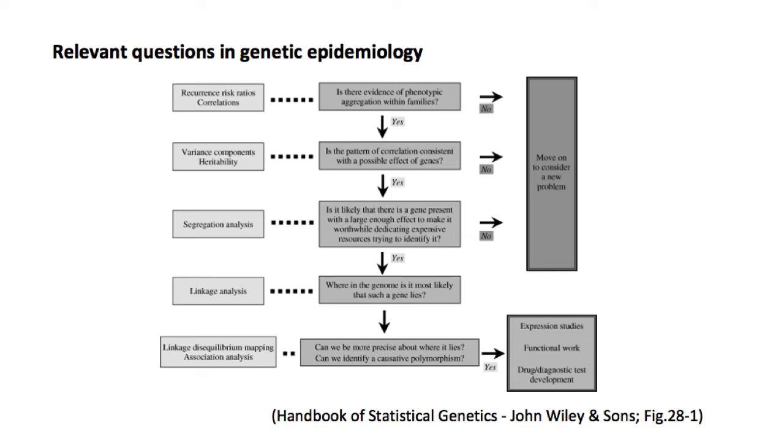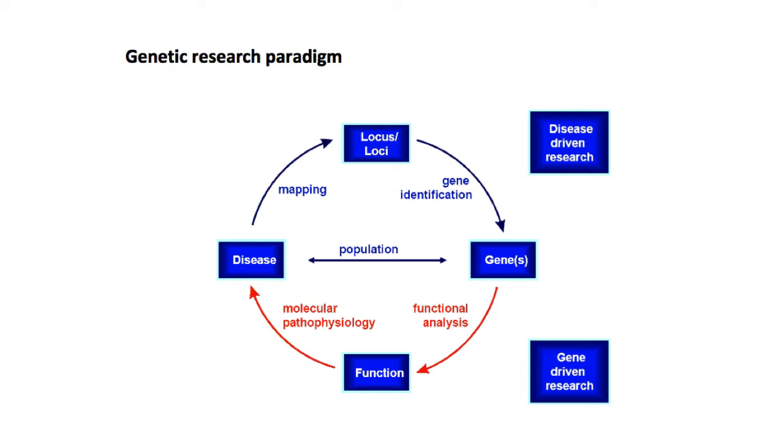In order to determine the studies, we ask relevant questions, and with this we would look into specific information. So I show you here the genetic research paradigm. It could be either disease-driven research or gene-driven research. The gene-driven research is more concerned with molecular studies, looking into proteins and gene function.